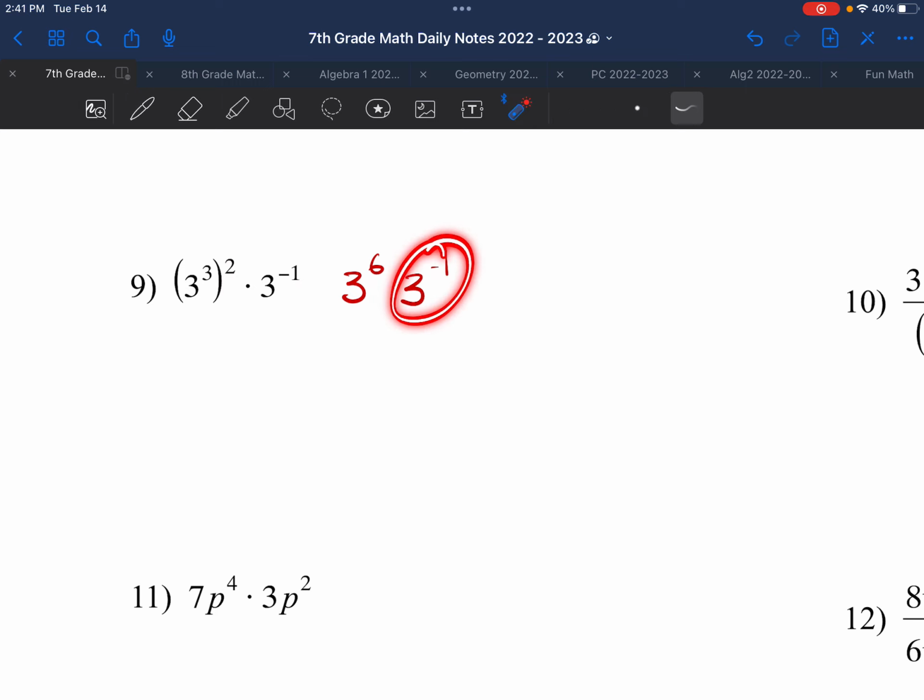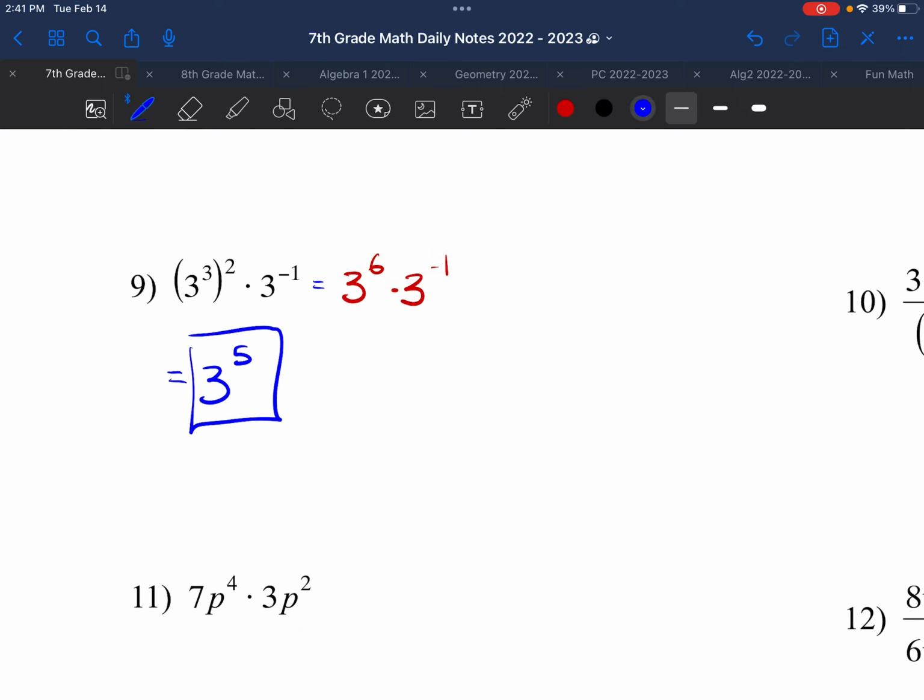We could flip this 3 to the negative 1 into the denominator, but there's a faster way. I could just add these exponents right now and be done with it. I can go ahead and say that this is now equal to, keep the same base, and because we have multiplication happening, I'm going to be adding their exponents. 6 plus negative 1 is 5. Final answer, and box it.